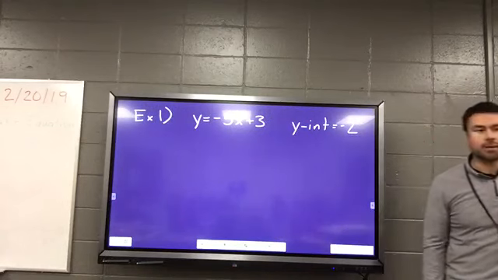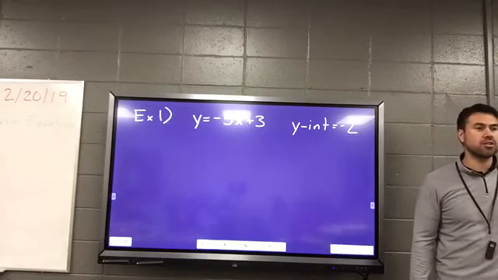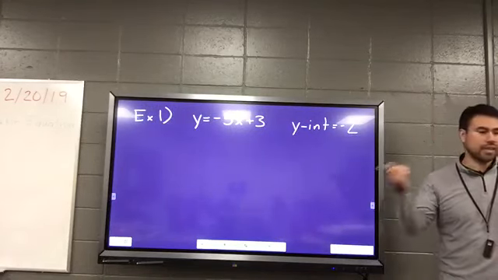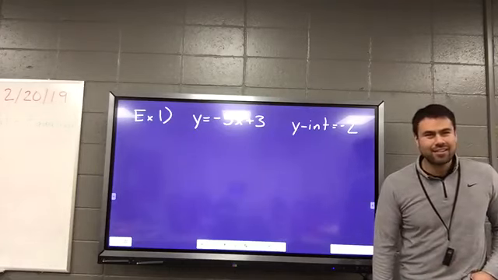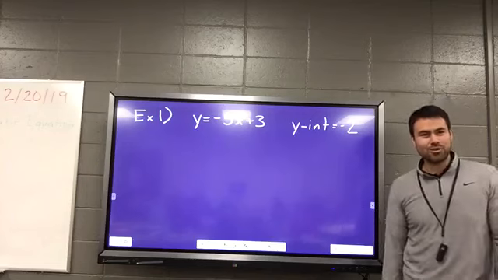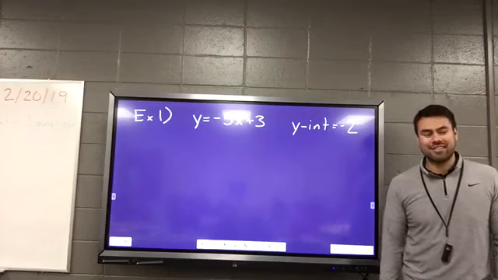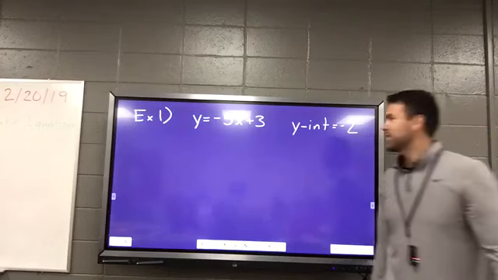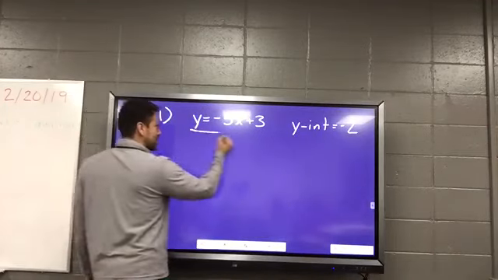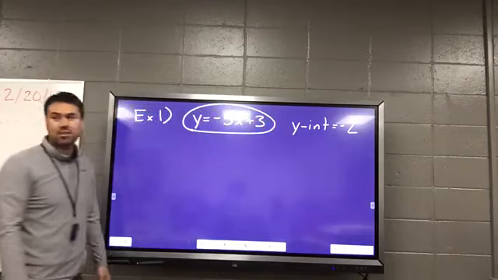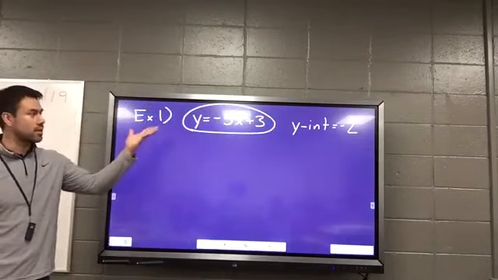And what were they asking me for in this problem? Do you guys see the question? They gave me an equation, they gave me a y-intercept, and they want me to write an equation. You could look at it, the third word, write an equation. Mr. A, they gave me an equation. This must be the answer. You think that's the answer? You think it's in the problem just right there?